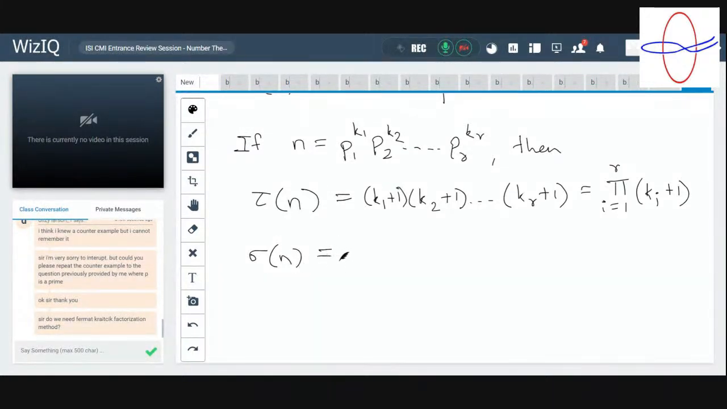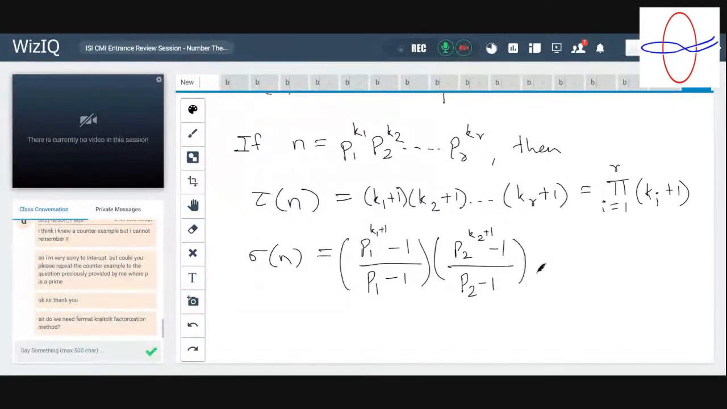Then you have sigma of n, which has a slightly uglier form. It looks like this. And you can try to prove this yourself. It's also a more or less straightforward proof. If you want this in a compact form as well.